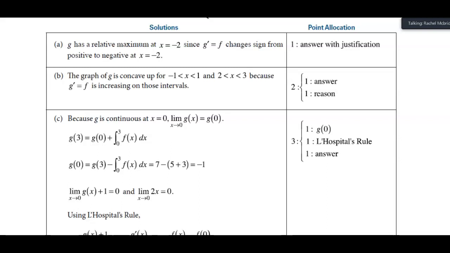Did you have that G has a relative max at -2? If you did, awesome. But the point is earned by telling me that G prime or F changes signs from positive to negative. So even if you had that x equals -2, the only way to earn your points is to either label it as G prime or F and tell me that it changes from positive to negative.